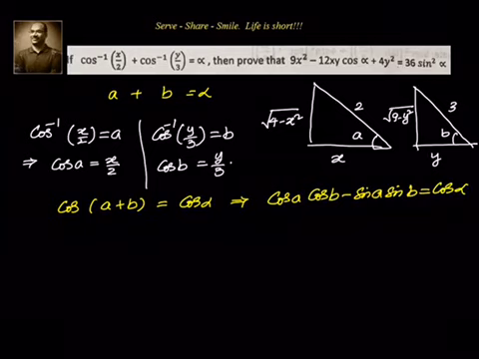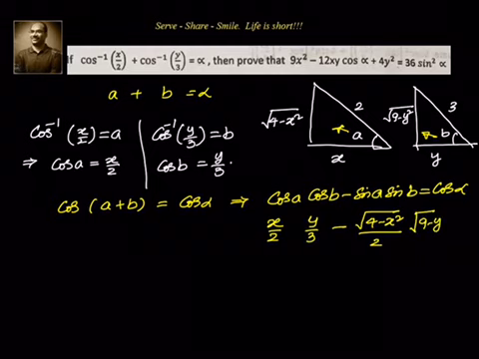What is cos A? We know that that is x by 2. What is cos B? We know that is y by 3, minus sin A. From the triangle we can see sin A is root of 4 minus x square divided by 2, into sin B. Sin B is opposite by hypotenuse, that is root of 9 minus y square by 3, is equal to cos alpha. So that's about cos alpha.